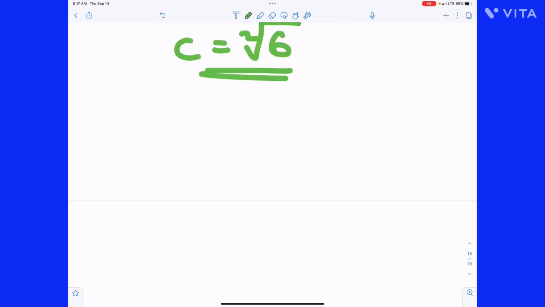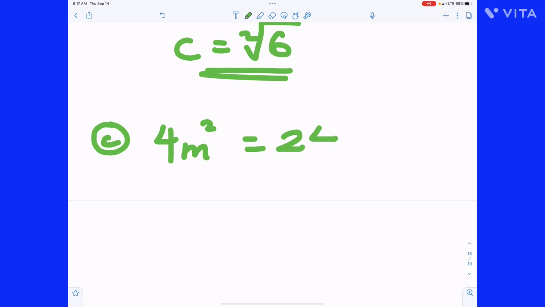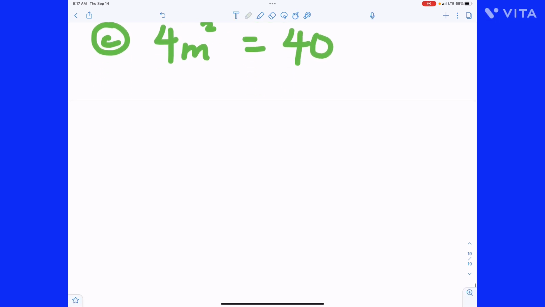Let me give you a question to answer for that one too. Let's say 4m squared is equal to 40. Okay, I think that's better. So do that yourself. Let's continue with our corrections.